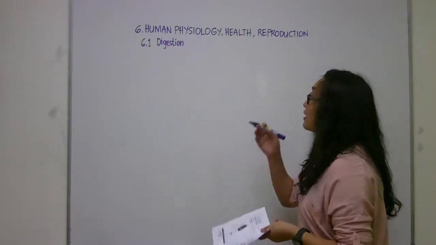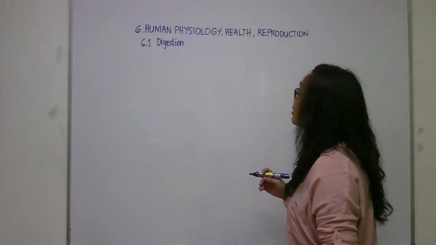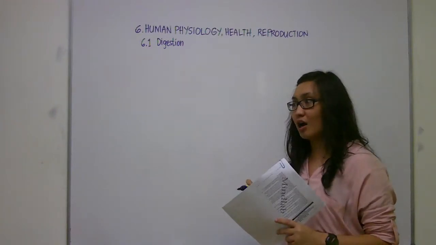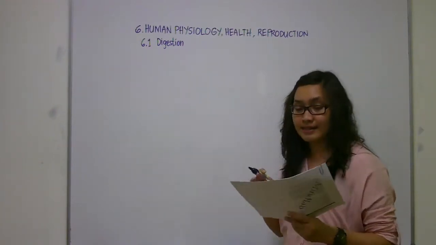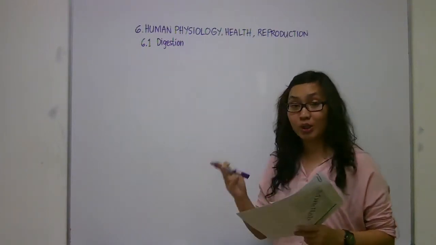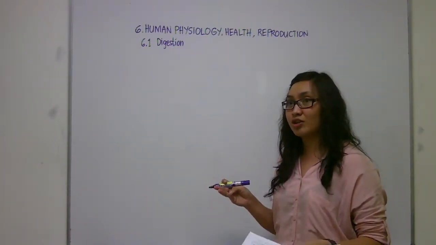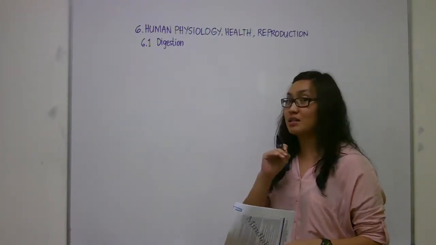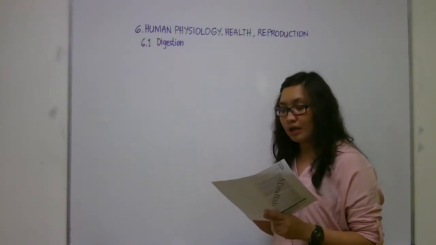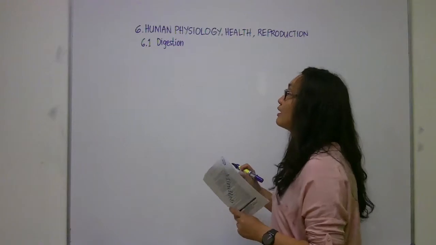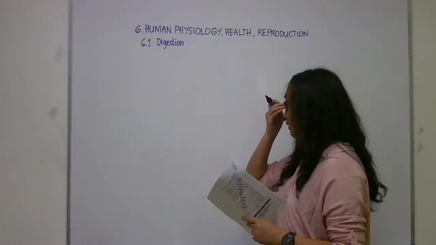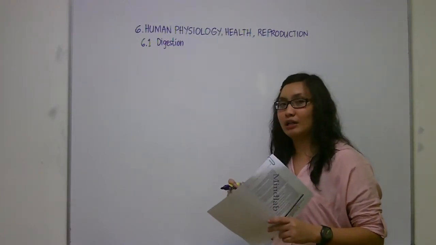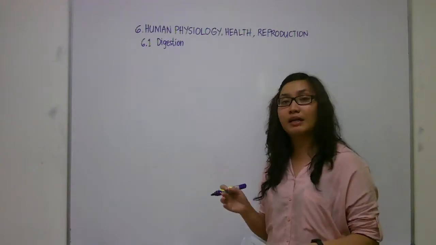So just like what I've said a while ago, in human physiology, health, and reproduction, we are discussing organ systems and how they are working all together as one system. So we need to discuss structures, and within the structures, of course, the students really need to know the function of these structures. More importantly, once they have learned the function of each organ, then they need to relate it to the totality of how the whole body is working.